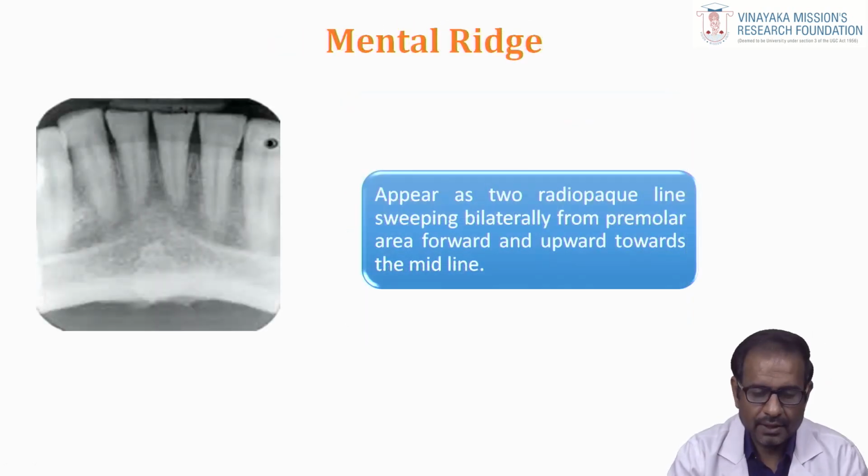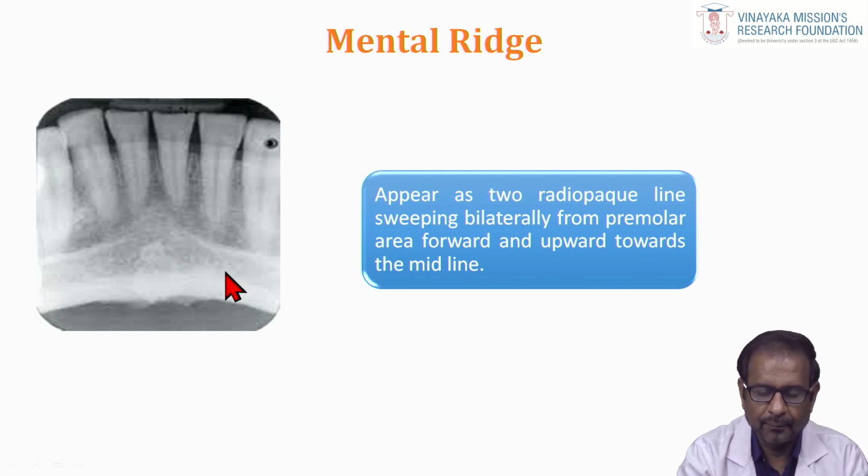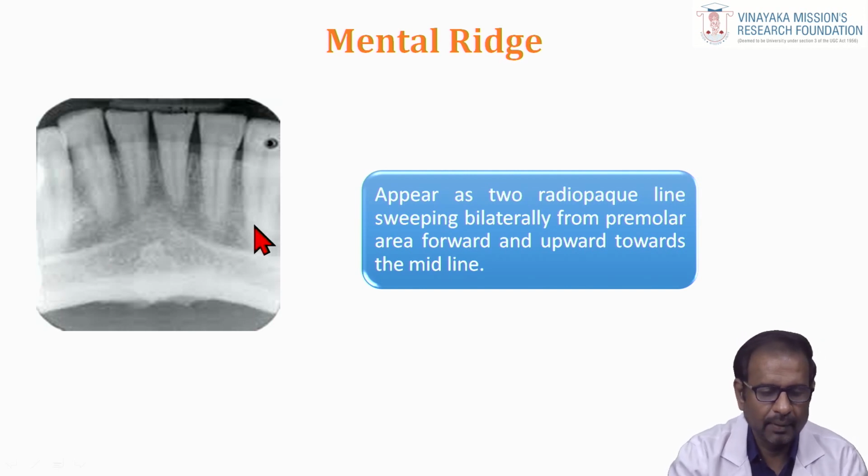Next is the mental ridge. It appears as two radiopaque lines. See that? Two radiopaque lines sweep bilaterally from the premolar area forward and upwards towards the midline. It is almost triangular in shape, sweeping bilaterally from the premolars to the central incisors. That is the mental ridge.